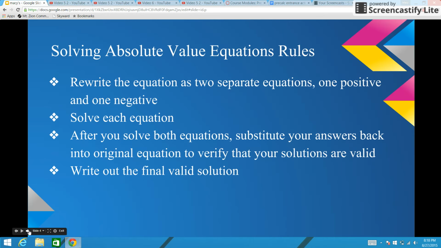Next is the topic of solving absolute value equations. And the rules for that is, number one, you are going to rewrite your equation as two separate equations. One will be positive and you make the other one negative. And after you've solved both of those equations, you're going to substitute the answers that you got back into the original equation and make sure that your solutions are valid. And then once you find your valid solutions, you're going to write them out.